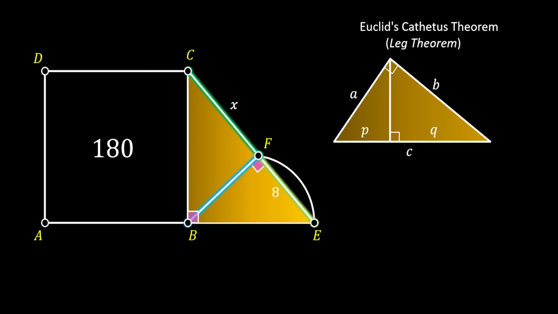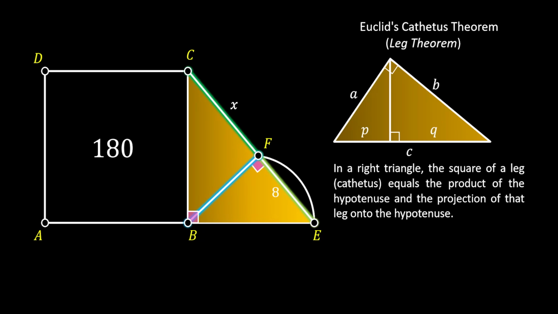Now, Euclid's Cathetus theorem states that in any right triangle, the square of a leg, or cathetus if you like, equals the product of the hypotenuse and the projection of that leg onto the hypotenuse. So, from our sketch, A squared equals the product of the hypotenuse C and the segment P, and the side B squared equals the product of the hypotenuse C and the segment Q.